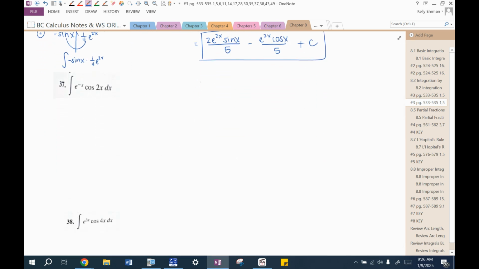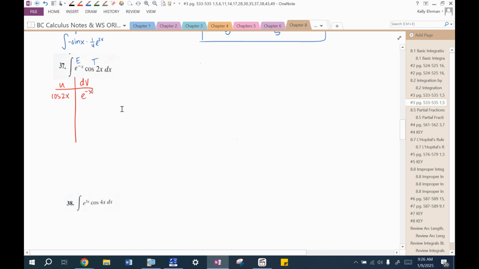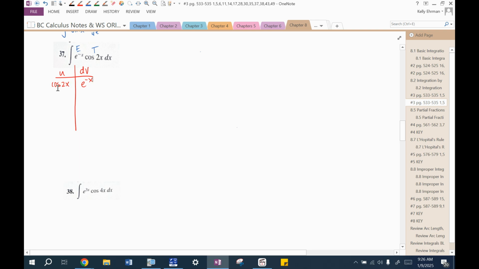Number 37 is another exponential and a trig. So this is again by parts. According to LIATE, the trig needs to be u and the exponential needs to be dv. So cosine of 2x and e to the negative x. So again, this is trig for you. So take derivatives until you get back to cosine. So the derivative of cosine of 2x, don't forget about chain rule, it's negative 2 sine of 2x.